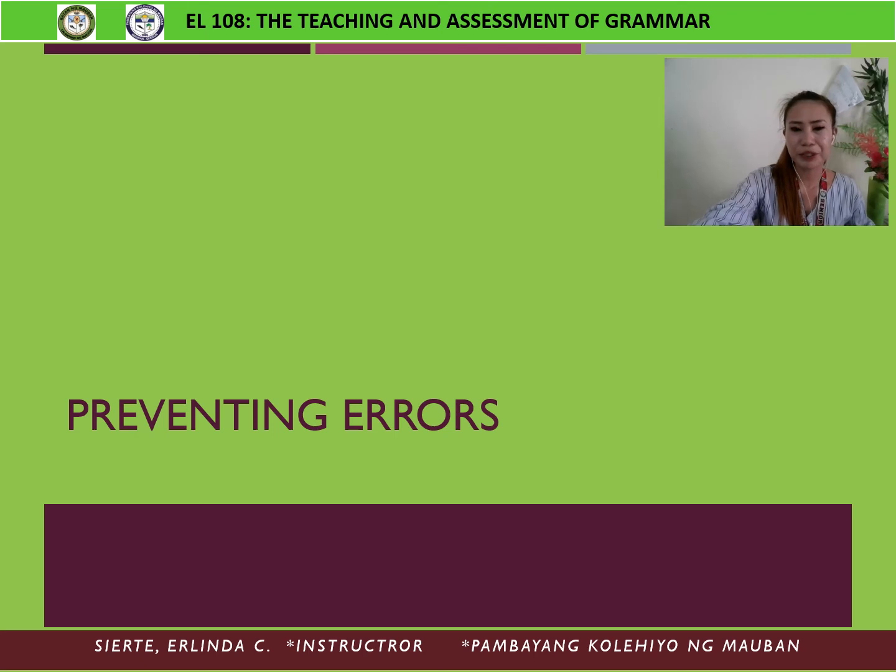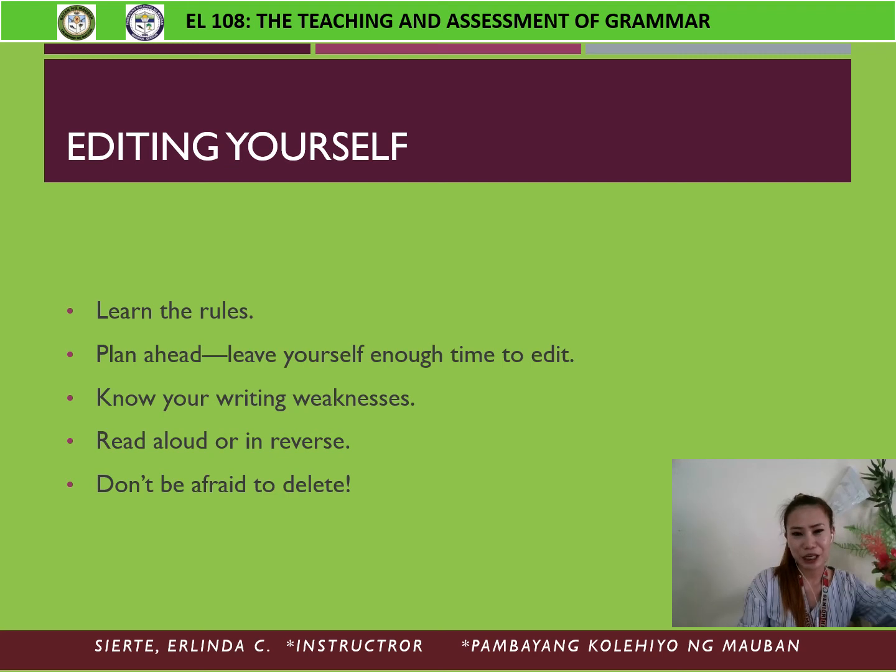So how are we going to prevent the errors? Next, editing yourself. And how are we going to do this? Well, of course, we have to learn the rules. Next, plan ahead. Leave yourself enough time to edit. Next, know your writing weaknesses. And then read aloud. And of course, don't be afraid to delete. Alright? Because the editing process could make our writing better.